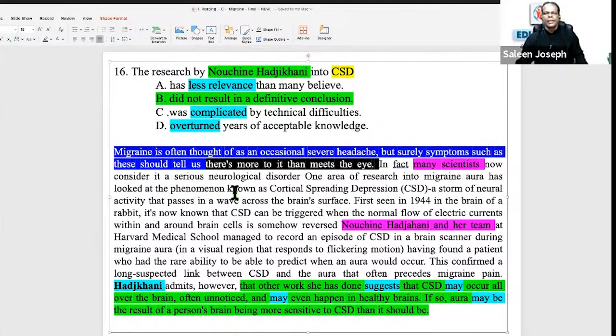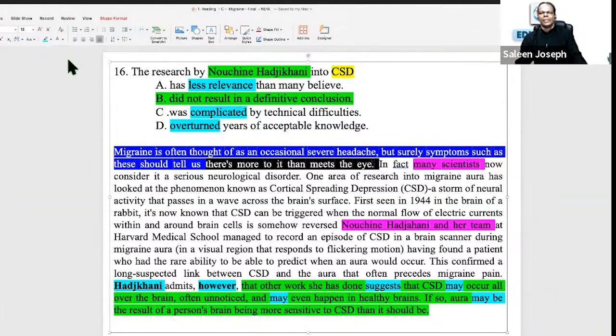Do you get me? Serious neurological disorder. And Hajkani and her team at Harvard Medical School managed to record an episode of CSD in a brain scanner during migraine aura. Hajkani admits, however, there is a however, again a contrast word. I told you the second clue tells you the answer happens after that. That other work she has done suggests that CSD may occur all over the brain, often unnoticed, and may even happen in healthy brains. If so, it may be the result of a person's brain being more sensitive to CSD than it should be. So it is not definitive.